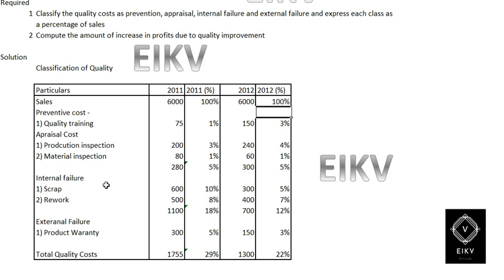After that we have internal failure cost. The costs which are classified as internal failure cost are scrap and rework, 600 and 500 for 2011, 300 and 400 for the year 2012. Then we have external failure cost, which is product warranty cost, which will be 300 and 150.